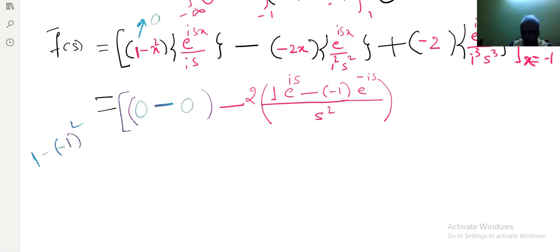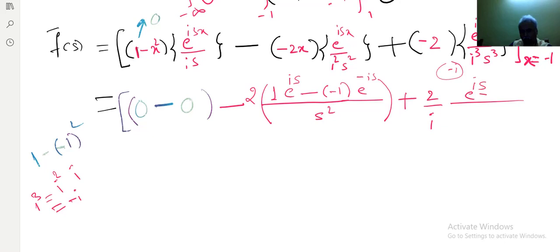i cube, the value is i square into i, i square is minus 1, so i cube is minus i. So if I write this as minus i, minus and minus will get cancelled. First let me write this as plus, the function, i remains. So this part I have simplified. Now wherever x is there, 1 upper limit minus the lower limit, x equal to 1 minus the lower limit x equal to minus 1, whole divided by s cube.